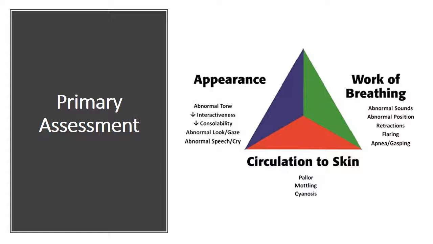Consolability: if they're crying, is mom able to calm them down, or are they just being hysterical about everything? Are they having any kind of abnormal look, gaze, speech, or cry? Are they having that million-mile stare? Remember with those little kids, look at the luster in their eyes. Do they have big, bright, white parts of their eyes, or are they yellowed and just dull, lacking that luster? Do they look glossy and shiny, or do they look flattened?